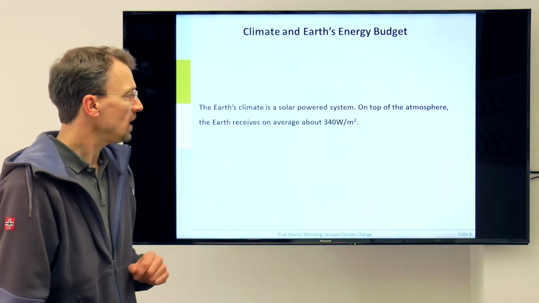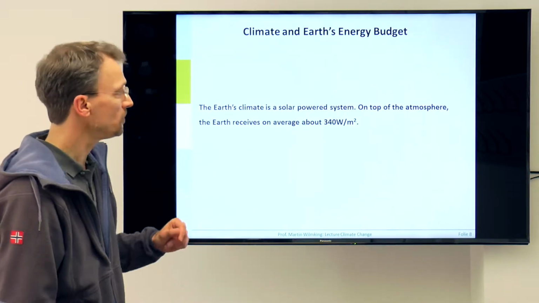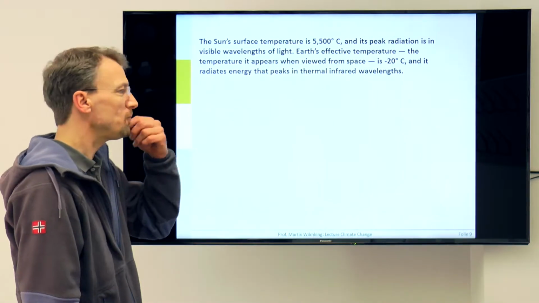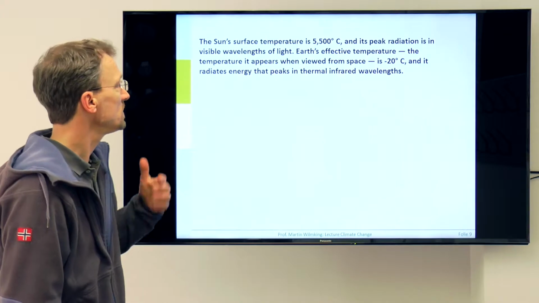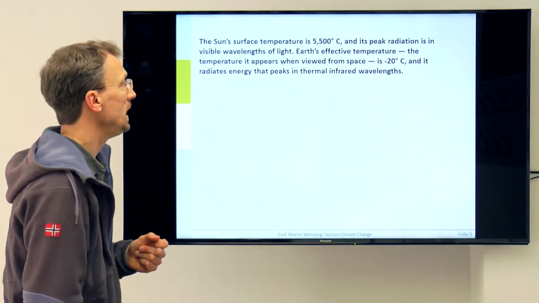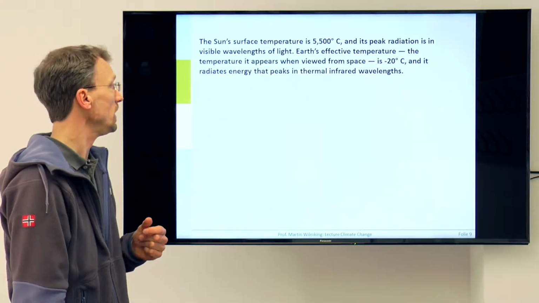So this number, 340 watts per square meter, was the one we used before our little chocolate experiment. And we have to understand how this 340 watts actually came about. The sun is a very hot body and therefore emits its energy as visible light. So the peak radiation is in the visible wavelength.